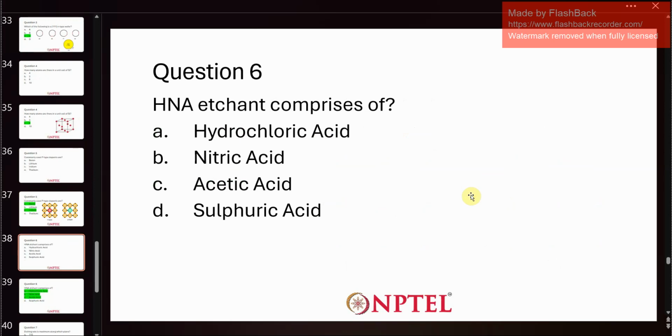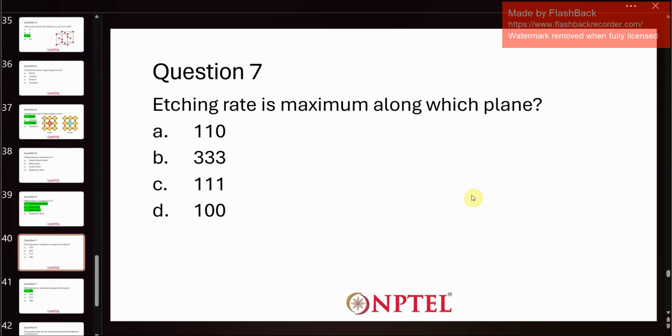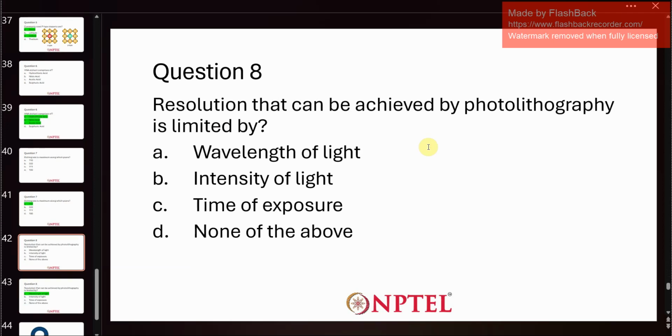Then the sixth question is what does HNA stand for in HNA etchant? The answer is hydrochloric acid, nitric acid, acetic acid. And the seventh question is, the etching rate is maximum along which plane. As I said earlier, the lower the atom density, the higher the etching rate. As you have seen earlier, through the 110 plane the number of atoms is less, so the etching will be faster. If the atoms are more, it will take time for the etching to occur.